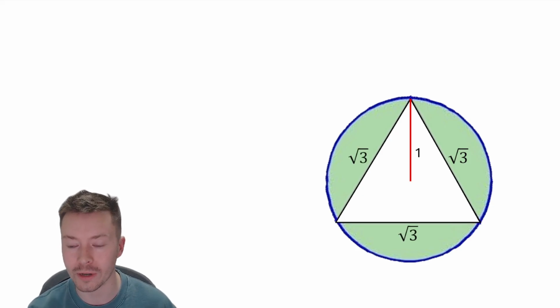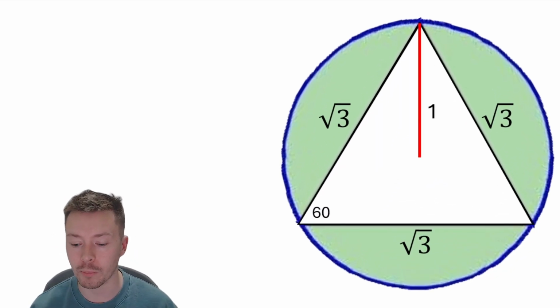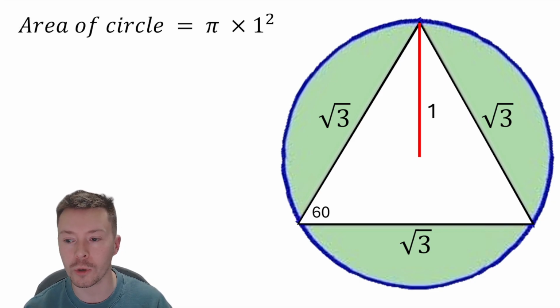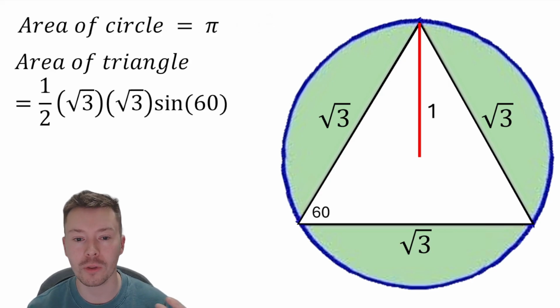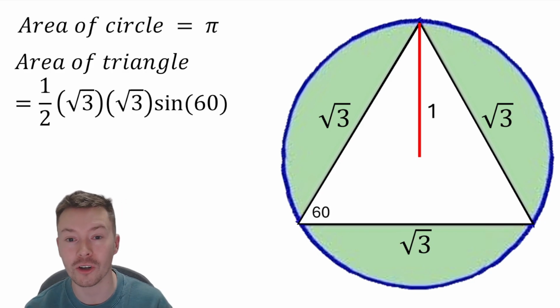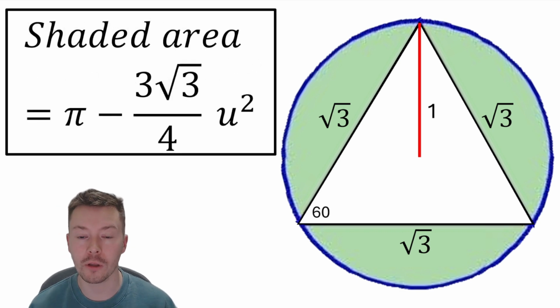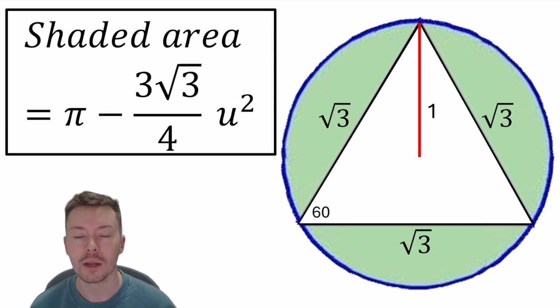Now I'm going to put on the root 3's there as well, and we've got 60 degrees in the corner because it's an equilateral triangle. So let's make that a bit bigger, a bit easier to see. Like I say, all I've got to do now is work out the area of the circle, which is pi times 1 squared. That's pretty easy. That's just pi. And then I've got to do the area of the triangle, which is a half ab sine C. So half root 3 squared sine 60, which is 3 root 3 over 4. And then you just subtract the 2. So the shaded area is pi minus 3 root 3 over 4 units squared, which is about 1.8 and some other decimal places after that.